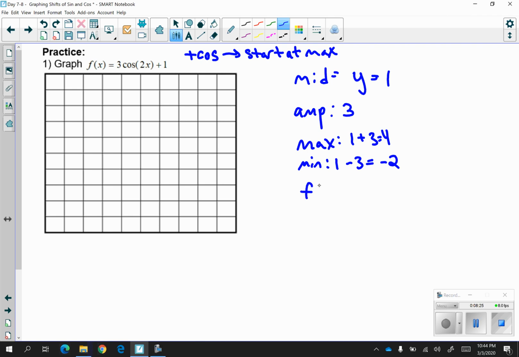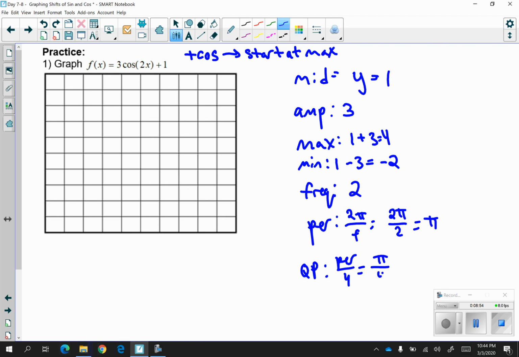Your frequency in front of the x value is 2. So that means your period, which is 2 pi over the frequency, simplifies to just pi. Your quarter points, your period divided by 4 will be pi over 4. So we have pi over 4, 2 pi over 4, 3 pi over 4, and 4 pi over 4.